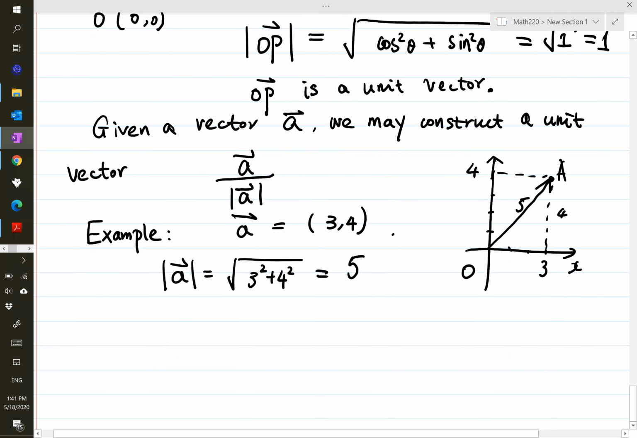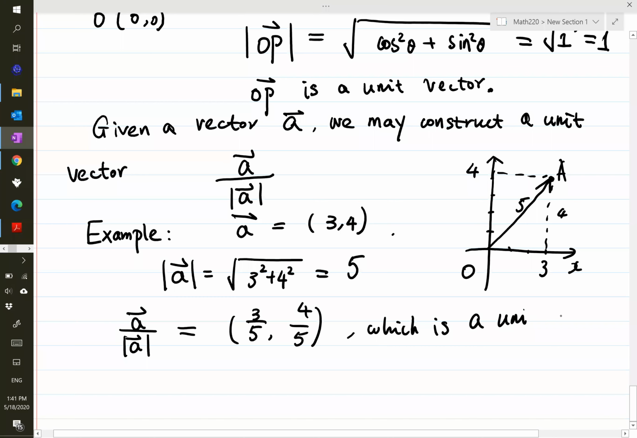So we can normalize this, and we get a unit vector. You can check that this is a unit vector. So we can normalize a vector by dividing by its norm, simply divide by its magnitude, and then we get a unit vector.